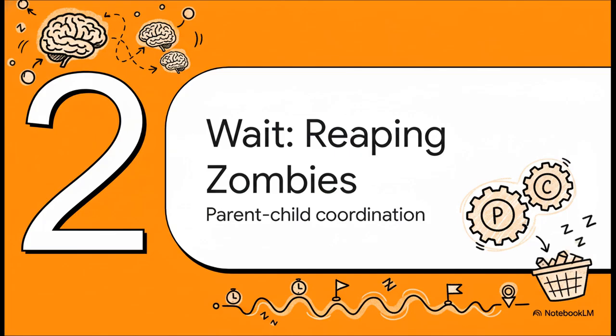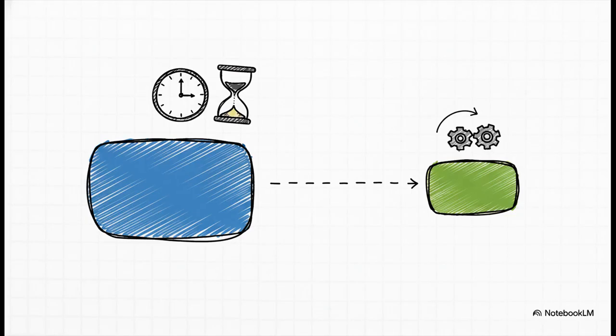Okay, so we've cloned our process. Great, but that immediately creates a new problem. We've got two processes running around now. So how does the parent keep tabs on the child? How do they sync up? Turns out there's a fundamental rule of process management. A parent has a responsibility to its child. It needs to hang around and see the child's job through to the end. Because if it doesn't, well, things get a little weird.